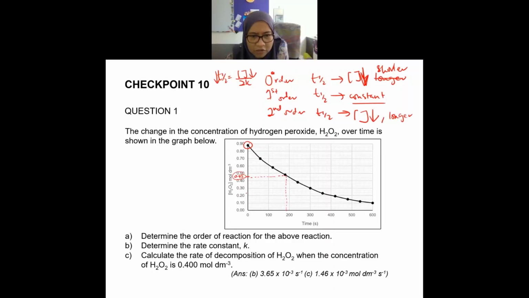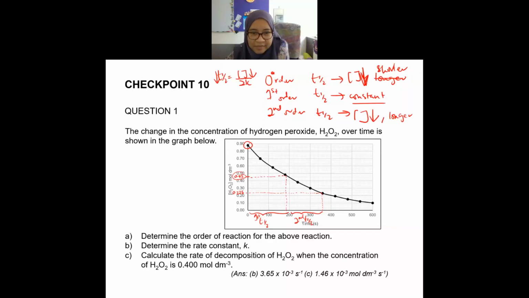0.225. Further the dashed line, make sure that it touches the curve. Around here, okay. You check from here to here, how much is the first T half, and then from here to here, how much is the second T half.